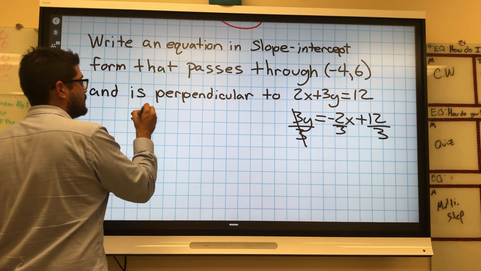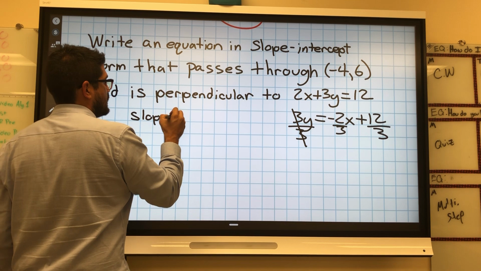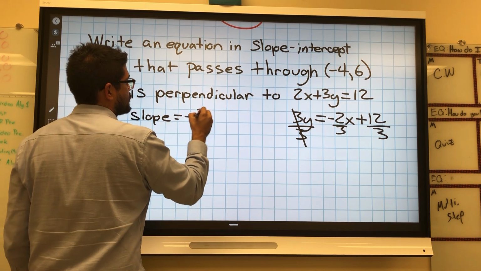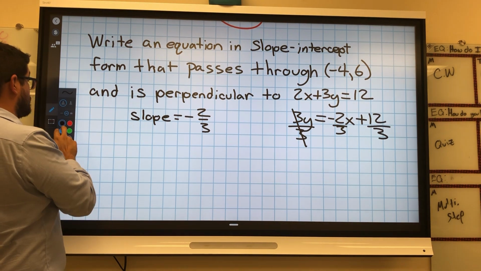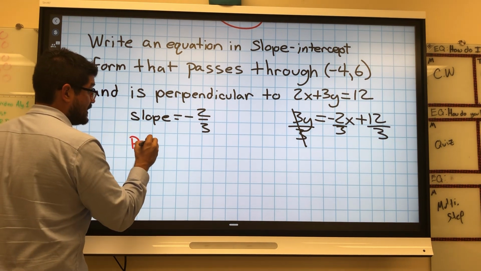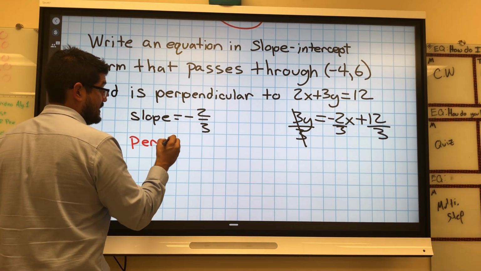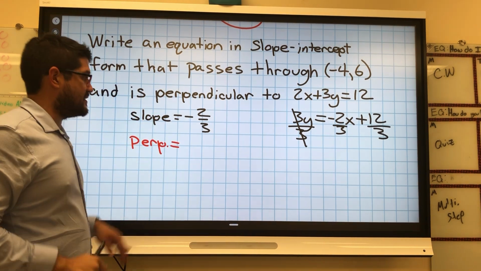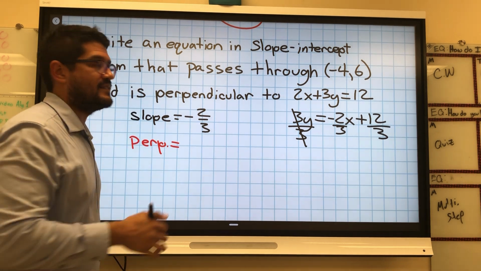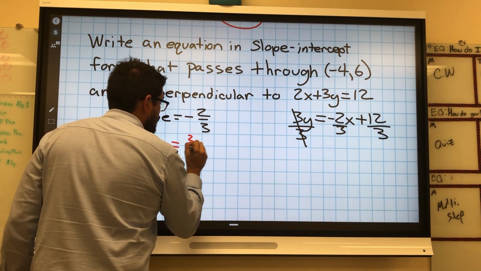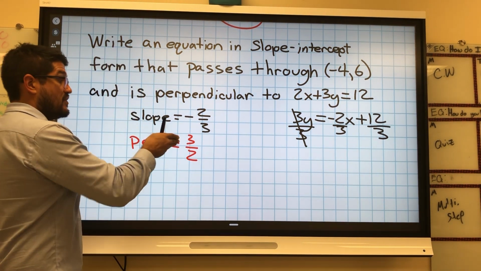So the slope of the original is negative 2 over 3. Our slope that we're going to use, I'm going to put it in red, our perpendicular slope, because that's all I need, is the exact opposite. So not only is it going to be positive, it's also going to reverse the rise and run. So it's going to be 3 over 2. So that's our new slope.